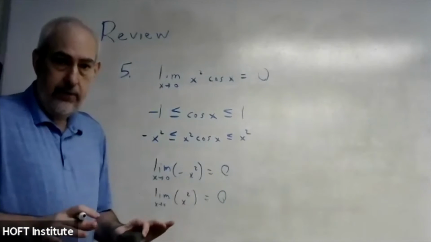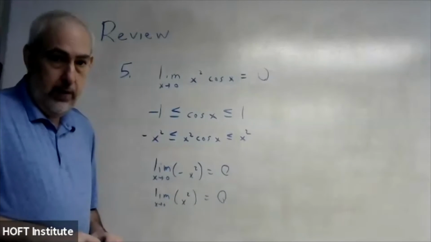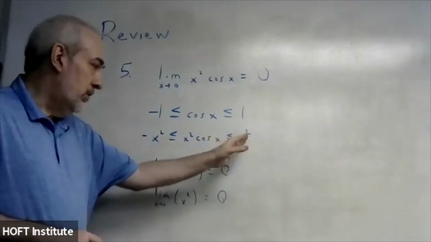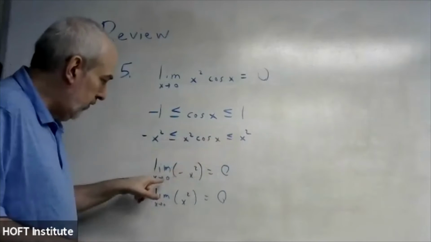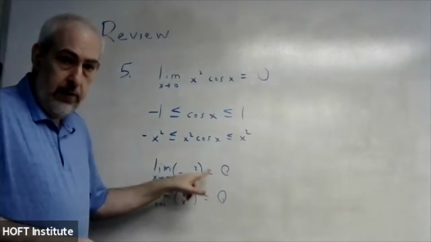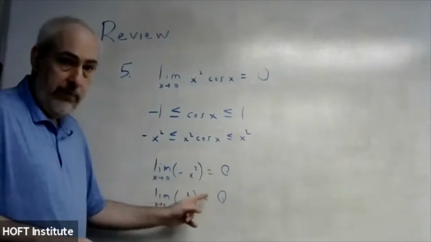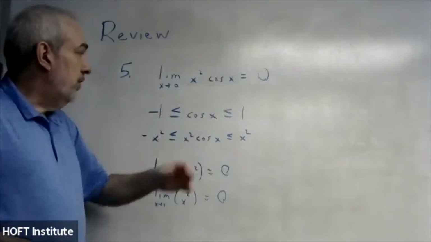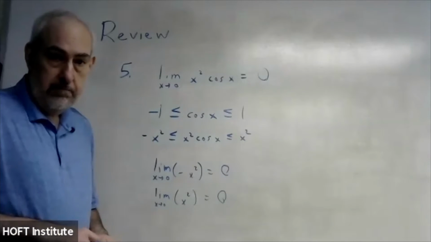We now have everything to apply the squeeze theorem. We have f of x is less than or equal to g of x is less than or equal to h of x. And then these two outer ones are both going to the same limit. Therefore, the limit as x approaches 0 of the middle expression must also be the same value, which is 0. Therefore, the limit as x approaches 0 of x squared cosine x is 0 by the squeeze theorem. Okay?